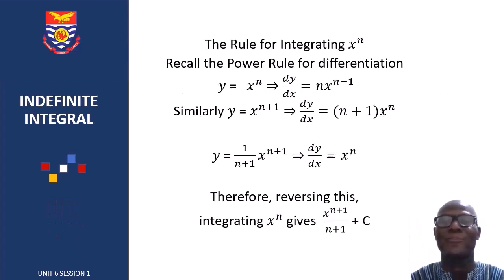Indefinite integral. To integrate x power n, we increase the power by 1 and divide by the new exponent. This means that if x is raised to the power n, then we have x to the power n plus 1 divided by n plus 1, plus c, as our indefinite integral of x power n.